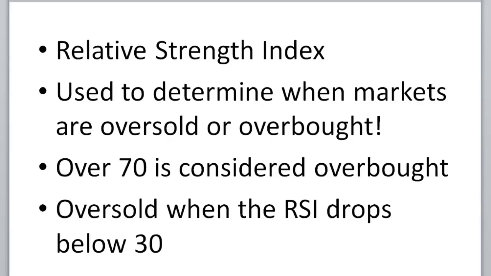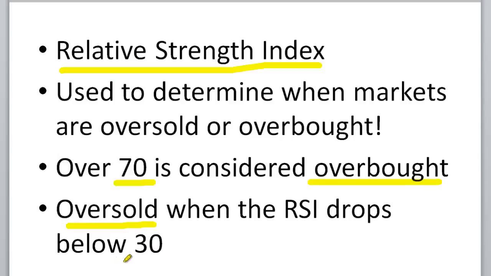Okay, so let's go straight ahead to what is RSI. The RSI stands for Relative Strength Index. It is an index used to determine when markets are oversold and overbought. The standard formula is that if a trading instrument is over 70, then it's considered to be overbought, and something's considered to be oversold when the RSI drops below 30.